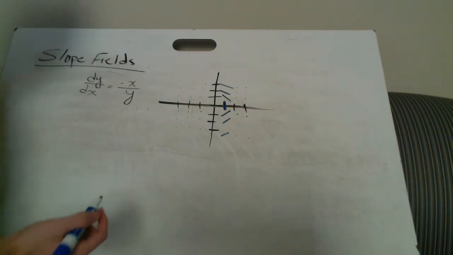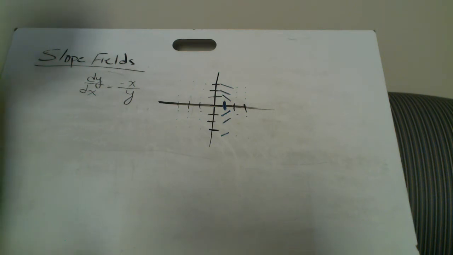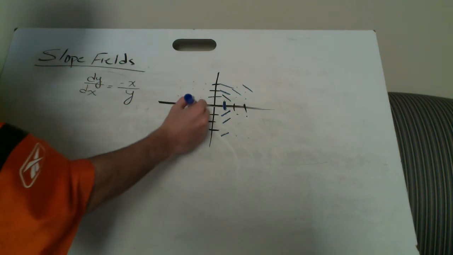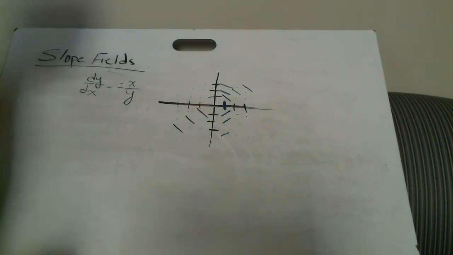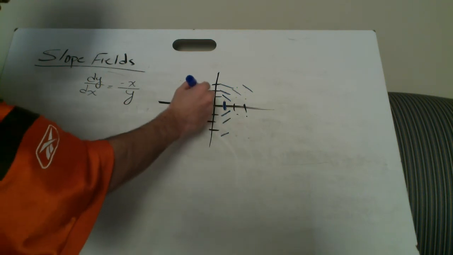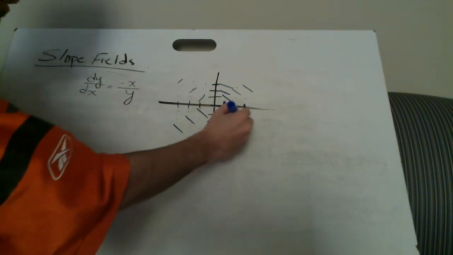So you might notice that if x is equal to y, my slope will be negative 1 every single time. So x is equal to y here and here, and here and here and here. Slope's always negative 1. You might also notice that when x is equal to negative y, our slope is always 1. So that happens here and here and here and here and here.